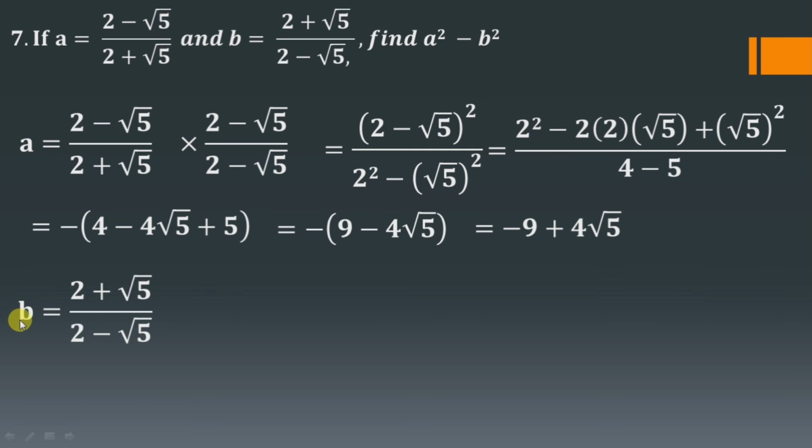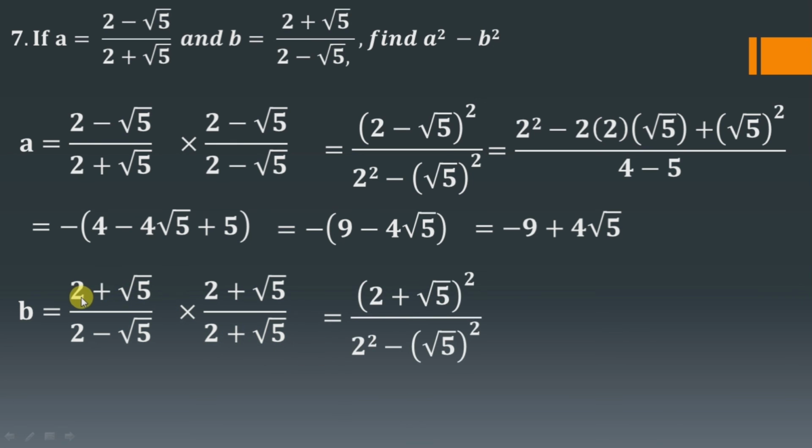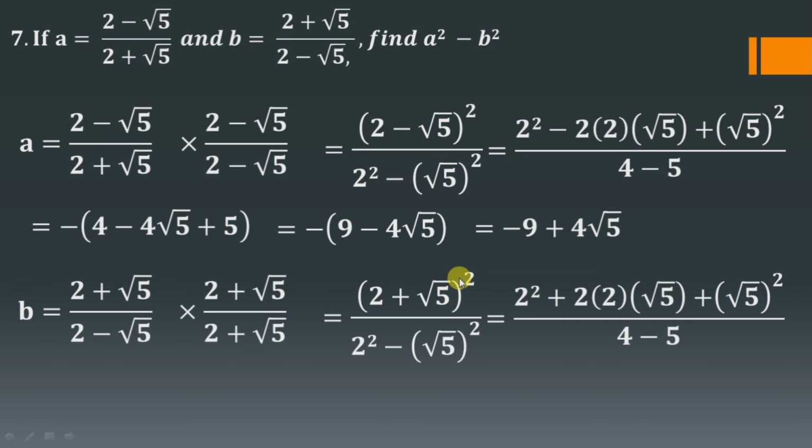Similarly, we'll find the value of b by rationalizing its denominator. For that, I need to multiply both numerator and denominator by 2 plus root 5, which gives 2 plus root 5 into 2 plus root 5, that is 2 plus root 5 whole square, divided by 2 square minus root 5 whole square, using the formula (a minus b)(a plus b) is equal to a square minus b square. The numerator is in the form (a plus b) whole square, so I'll write a square plus twice ab plus b square, divided by: the square of 2 is 4 minus the square of root 5 is 5.